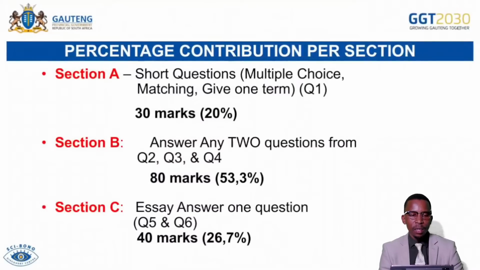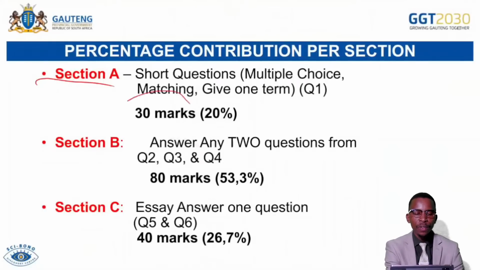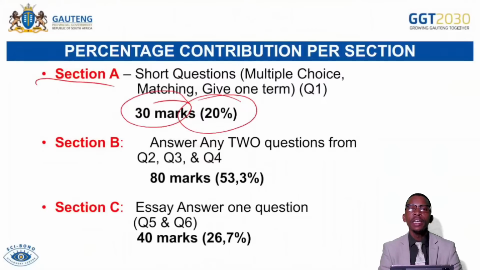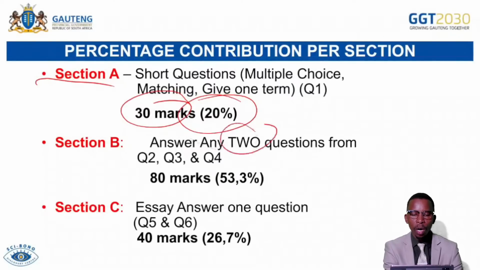And then percentage contribution per section. So our section A, we have short questions, which is multiple choice, matching items and give one term. Then it's out of 30 marks. It's 20% in our 150 paper. So it contributes 20%.